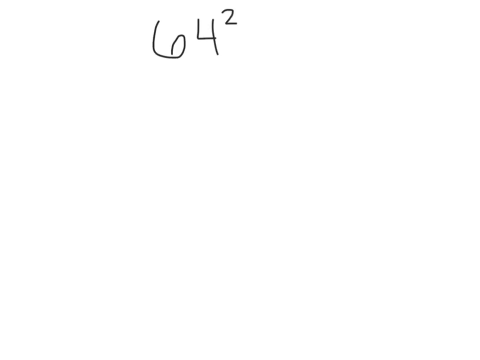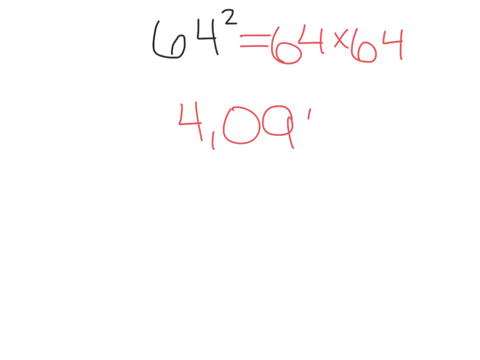The next one was 64 squared, which really means 64 times 64. When you do out the multiplication, you get 4,096. So 64 squared, or to the second power, equals 4,096.